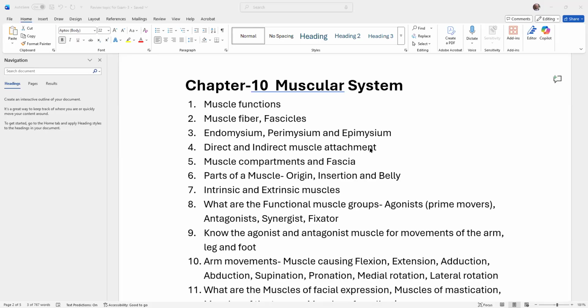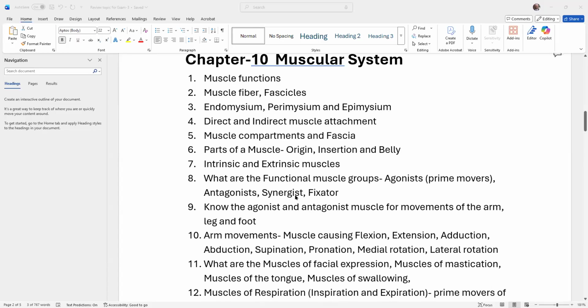What do you mean by muscle compartments? And how are the muscle compartments separated? They're separated by the fascia. You should know the various parts of a muscle, the origin, insertion, and belly. What are intrinsic muscles and what are extrinsic muscles?